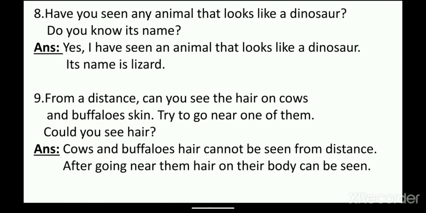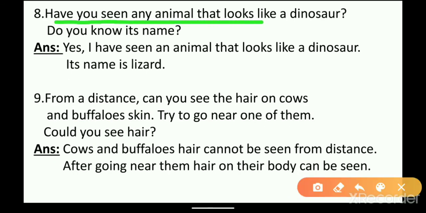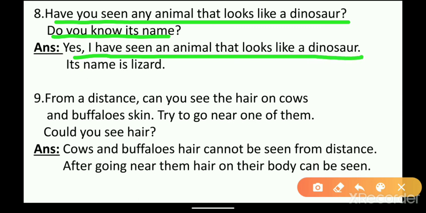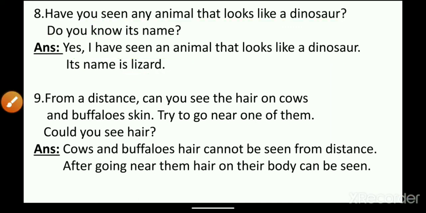Next question. Have you seen any animal that looks like a dinosaur? Imagine how a dinosaur would look, and have you seen any other animal like it? Do you know its name? Answer: yes, I have seen an animal that looks like a dinosaur. Its name is lizard. See a lizard and a dinosaur picture and compare both. Lizard looks like a dinosaur. Next.